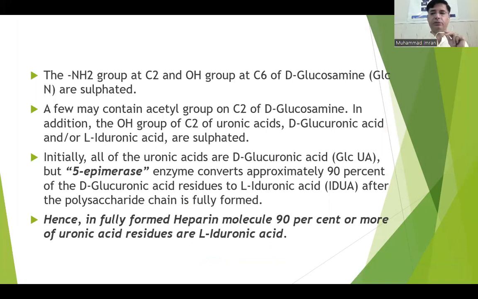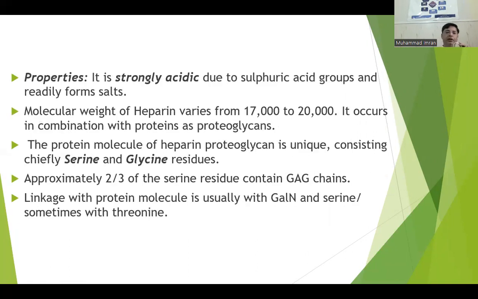heteropolysaccharide. The epimerase enzyme present in the liver converts the glucuronic acid into hyaluronic acid. That's why the concentration of hyaluronic acid is very high. It is strongly acidic due to the high content of sulfate groups. Molecular weight varies from 17,000 to 20,000.